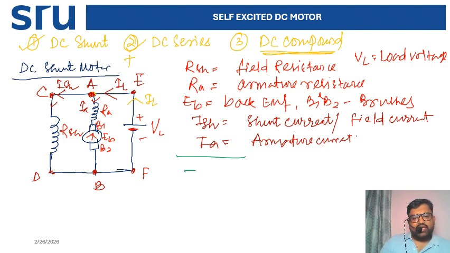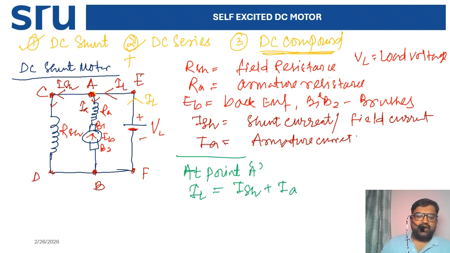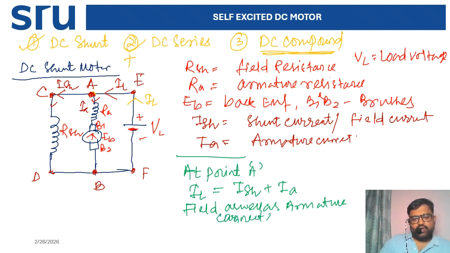Can I say at point A, the incoming current, that is IL, equals the summation of the outgoing currents, shunt current plus armature current. First point, right? And if we understand that IL equals ISH plus IA, then I can say the field as well as the armature are connected in parallel here. Okay. Now the next point.